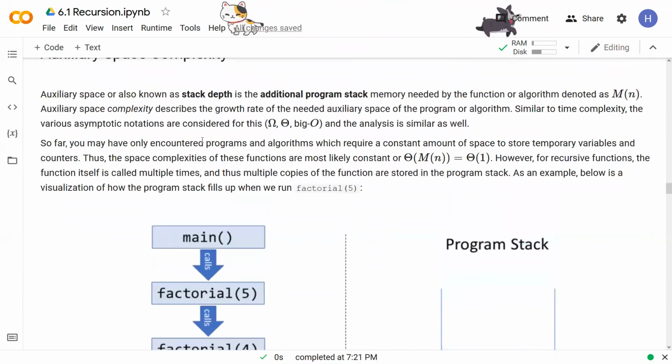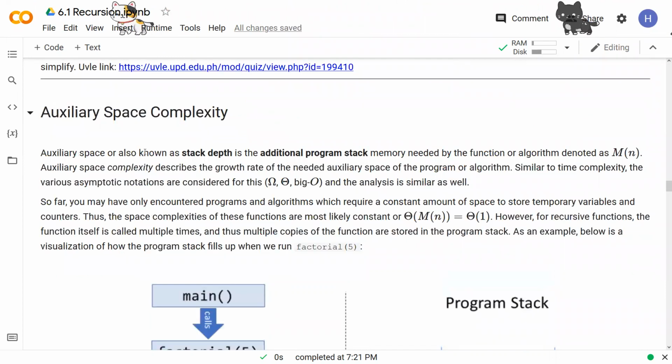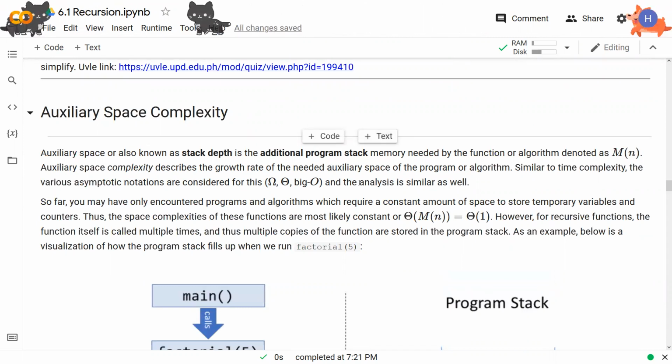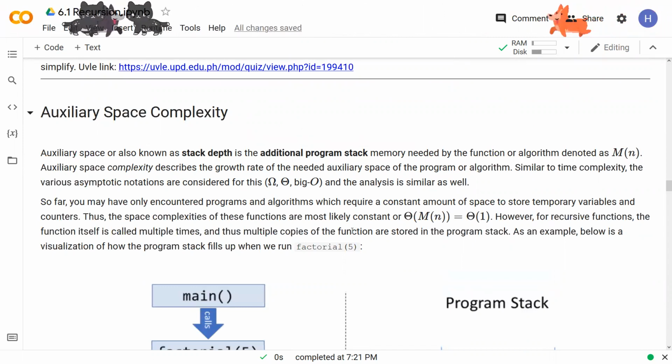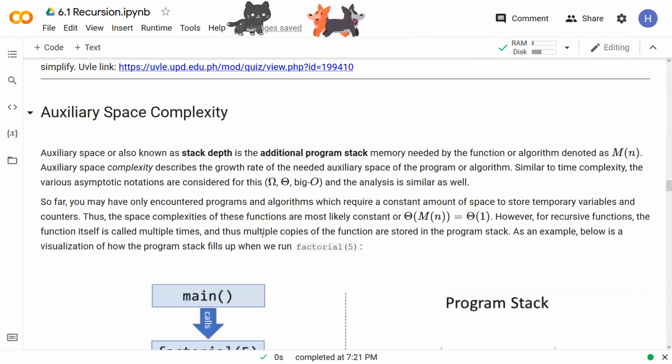So auxiliary space complexity, similar to time complexity, describes yung growth rate ng ating auxiliary space na kailangan para mag-function yung ating algorithm. So similarly din, gumagamit tayo ng mga asymptotic notations like yung omega, theta, and yung big O notation for the analysis as well. And nag-a-apply yung same rules natin wherein mga coefficients usually pwedeng tanggalin and kino-consider lang natin yung biggest growing term to simplify things.